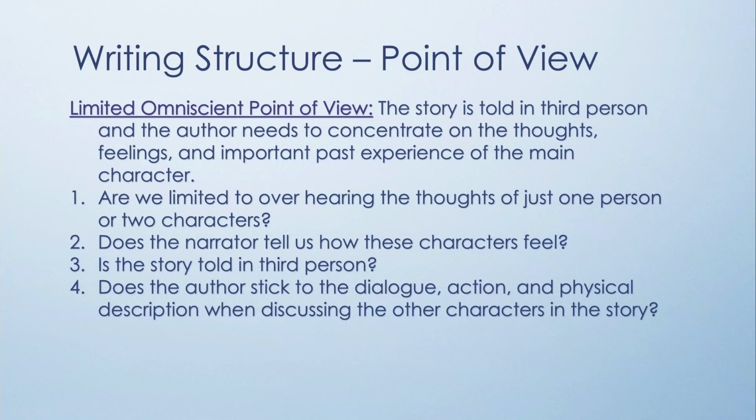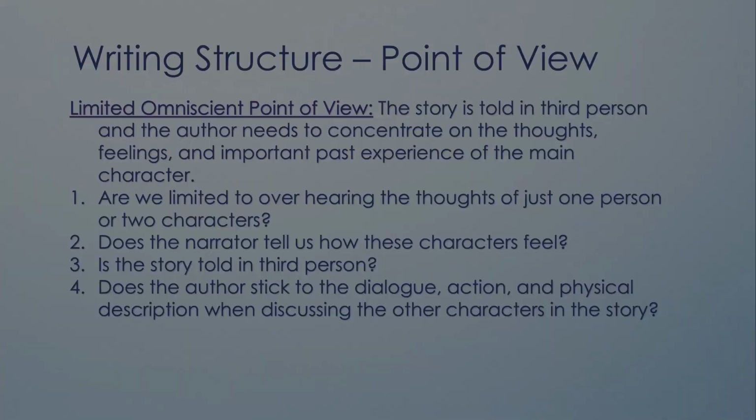Limited omniscient point of view. The story is told in third person and the author needs to concentrate on the thoughts, feelings, and important past experience of the main character. We will know that it's limited omniscient point of view if we can answer these questions. 1. Are we limited to overhearing the thoughts of just one person or two characters? 2. Does the narrator tell us how these characters feel? 3. Is the story told in third person? 4. Does the author stick to the dialogue, actions, and physical descriptions when discussing the other characters in the story?